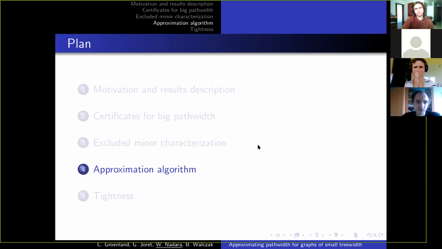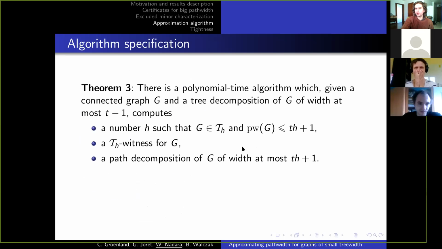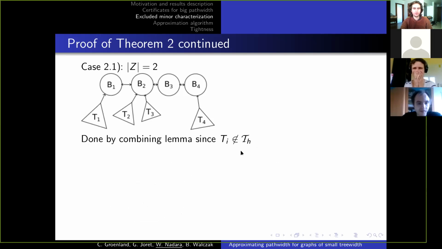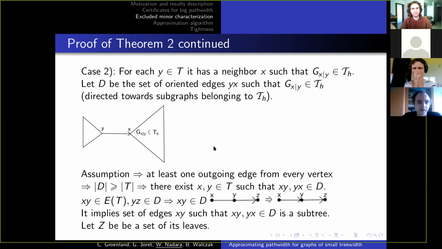Okay, and now we want to talk about approximation. May I have one question? I just wanted to make sure that I understand. When you say that an edge is directed towards somewhere, you want to say that there is a smaller certificate in the graph without the adhesion. So the adhesion of the edge is removed. Yes, adhesion is removed. Okay, so it's beyond the separator. Good, I just wanted to make clear that I understand correctly. Thanks.